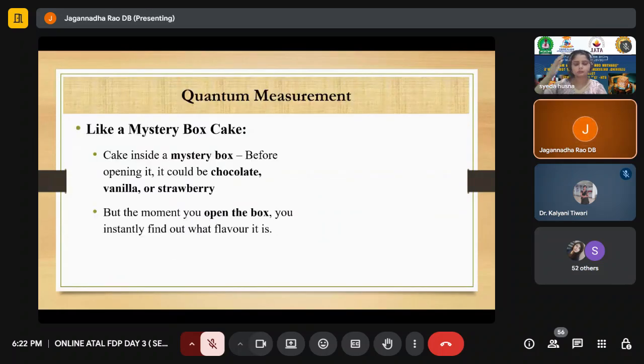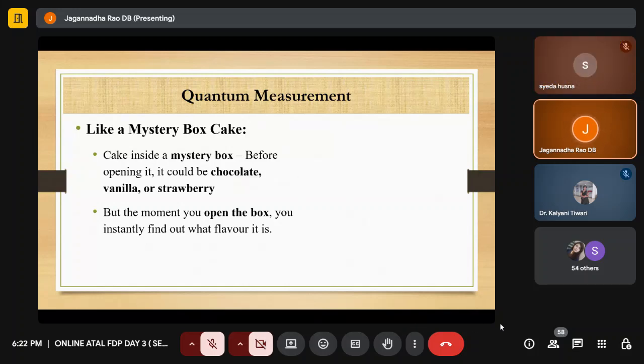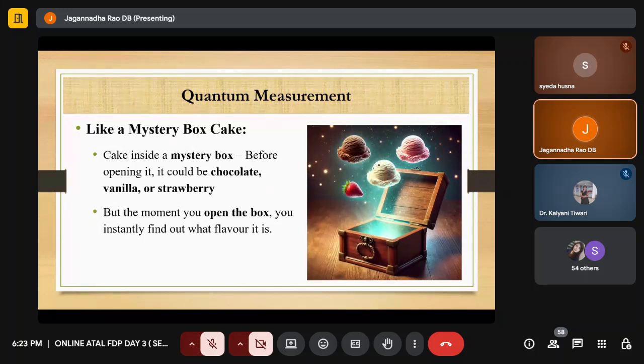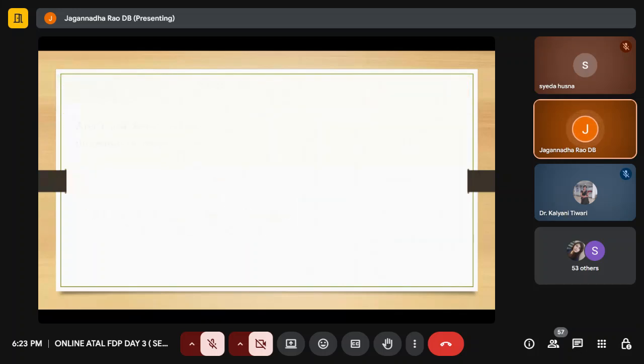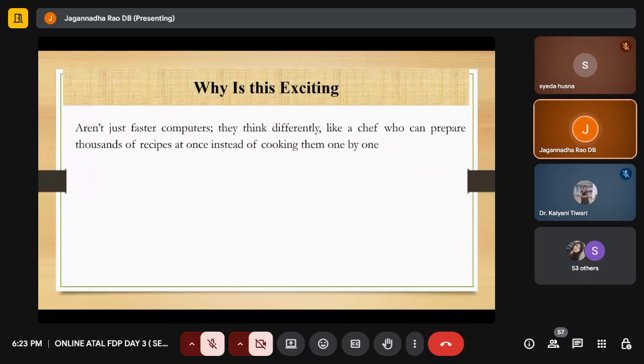Now, quantum measurement, the last one in the prerequisites I required. Take the mystery box cake. Suppose you have a cake inside a mystery box that you are unable to open; it is not a transparent box. Before opening it, it could be chocolate, vanilla, or strawberry, I don't know, but the moment you open the box, you instantly find out the flavor. This is called quantum measurement. I am talking non-technically, just what I need. So what is existing are not just faster computers.